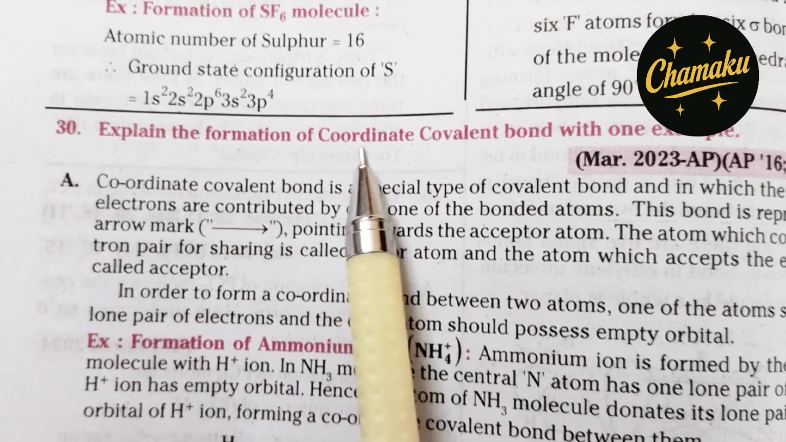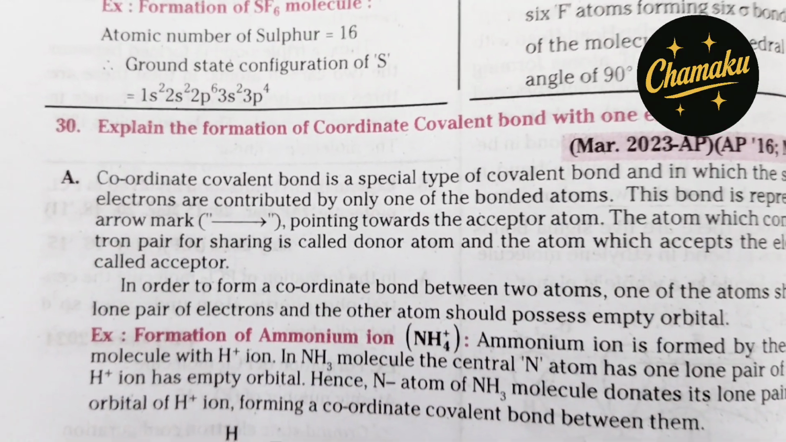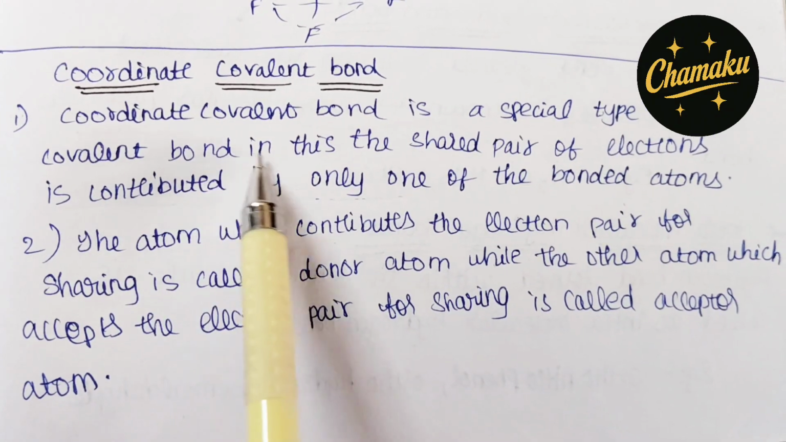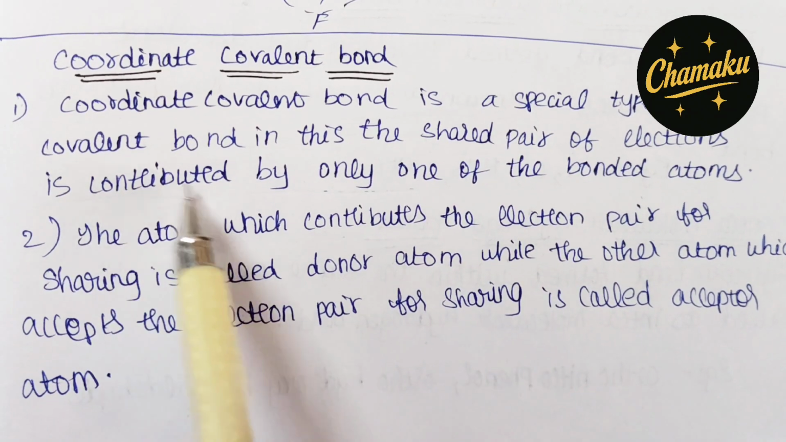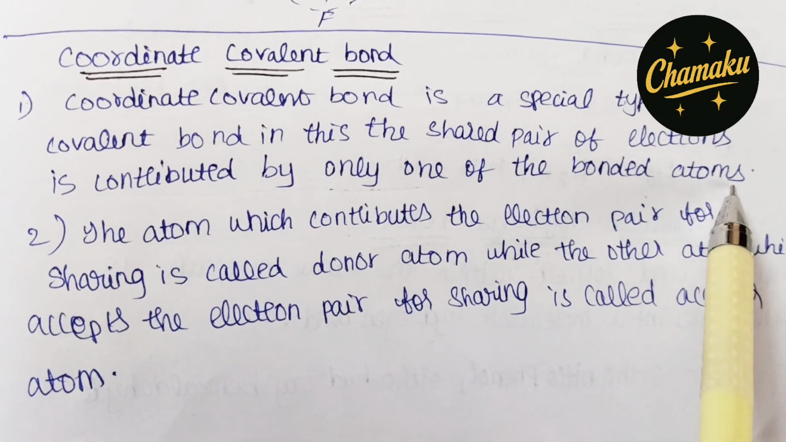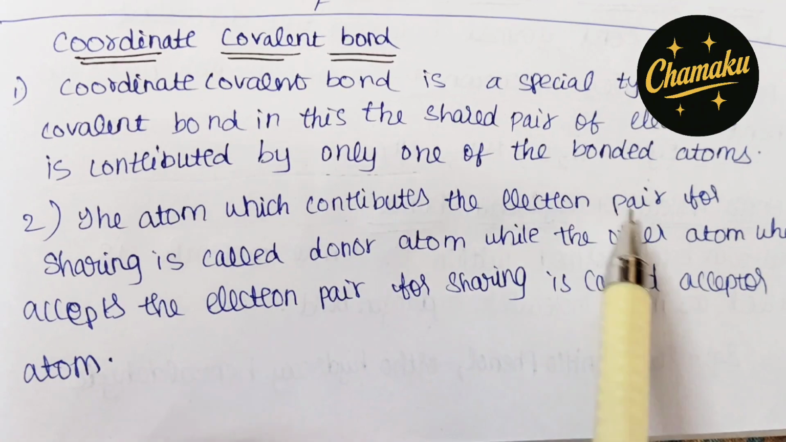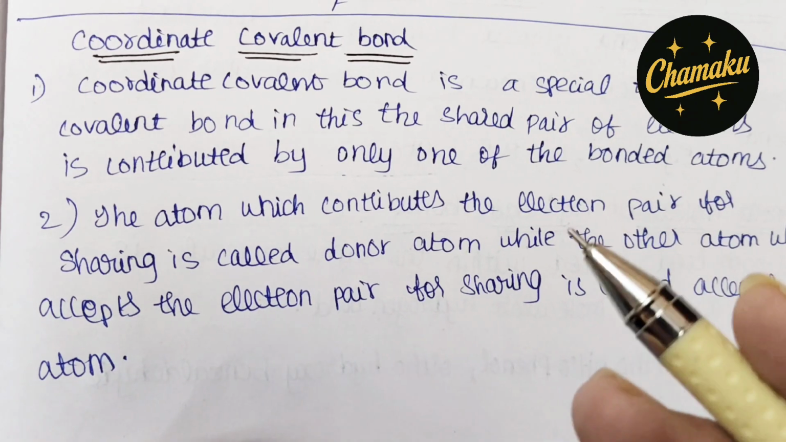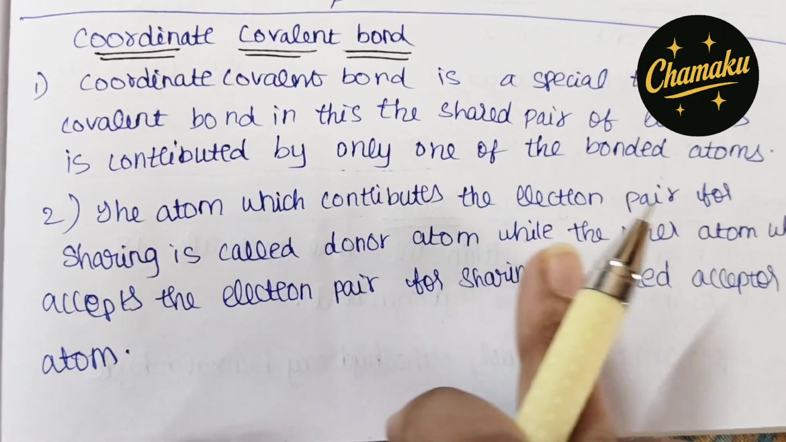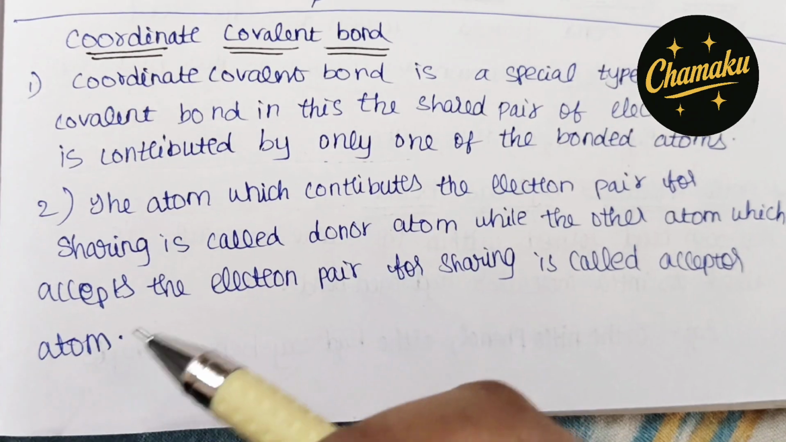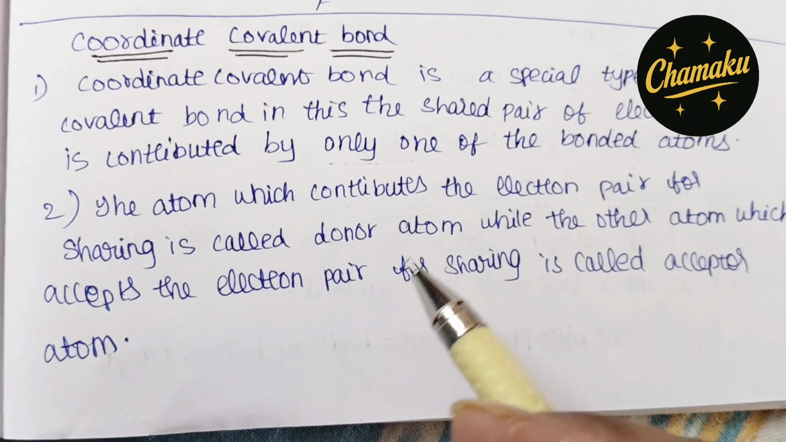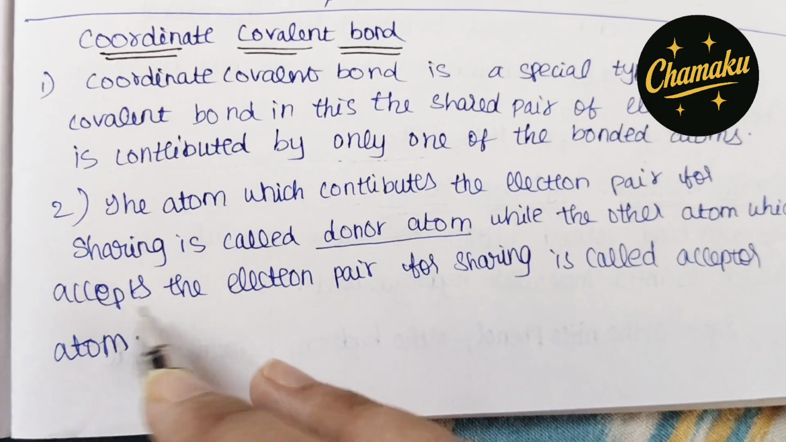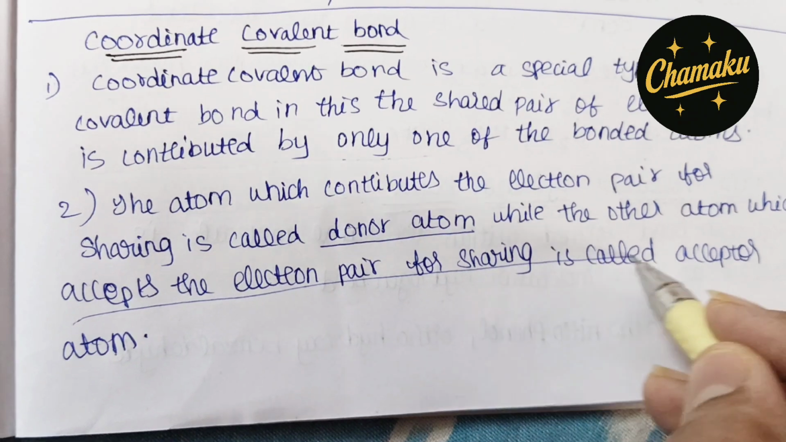Explain the formation of coordinate covalent bond with one example. What is coordinate covalent bond? Coordinate covalent bond is a special type of covalent bond. In this, the shared pair of electrons is contributed by only one of the bonded atoms. The atom which contributes the electron pair for sharing is called the donor atom, while the other atom which accepts the electron pair for sharing is called the acceptor atom.